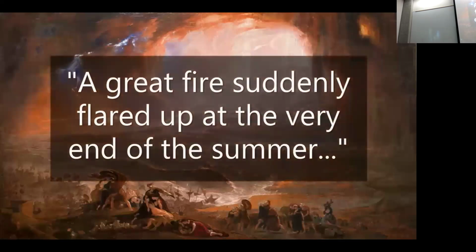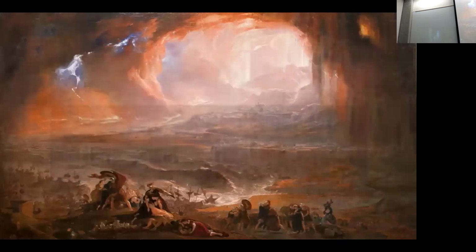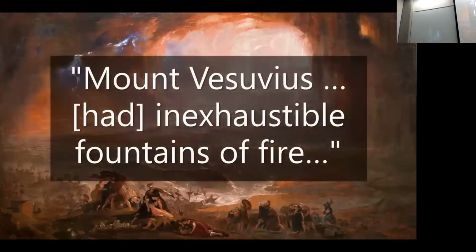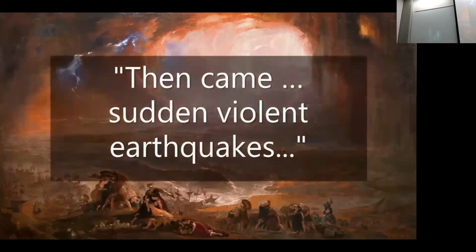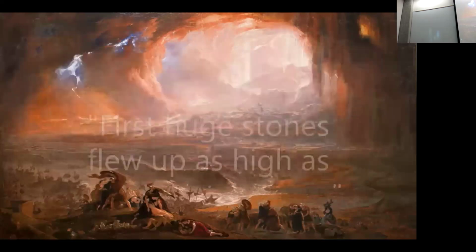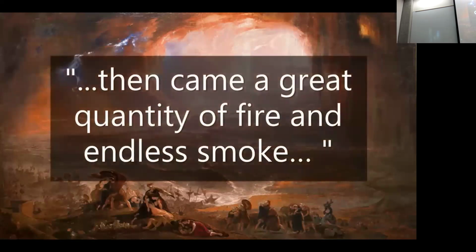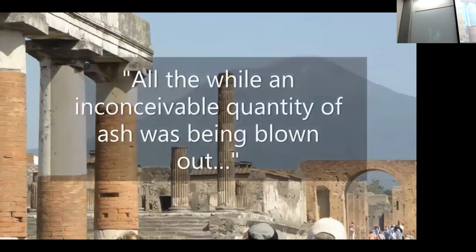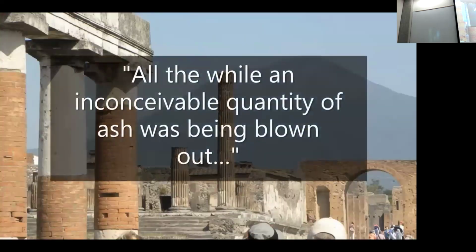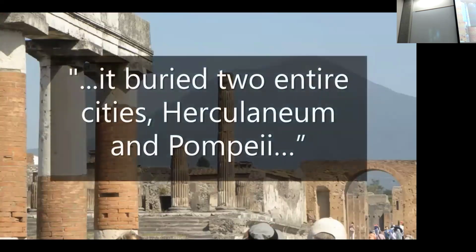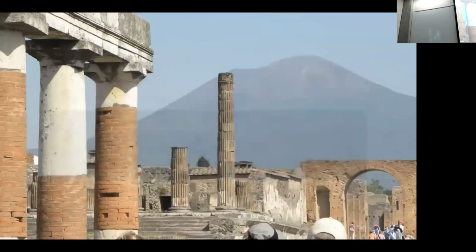A great fire suddenly flared up at the very end of the summer. Mount Vesuvius had inexhaustible fountains of fire. Then came sudden violent earthquakes. First, huge stones flew up as high as the mountaintop. Then came a great quantity of fire and endless smoke. All the while, an inconceivable quantity of ash was being blown out. It buried two entire cities, Herculaneum and Pompeii.